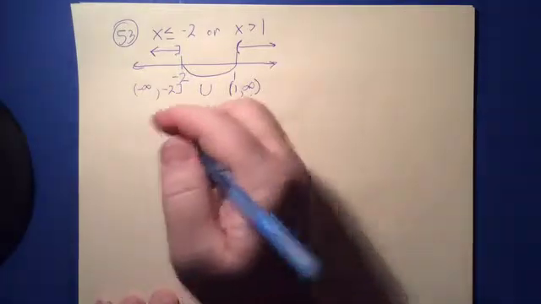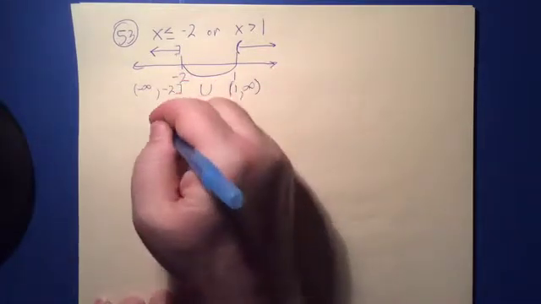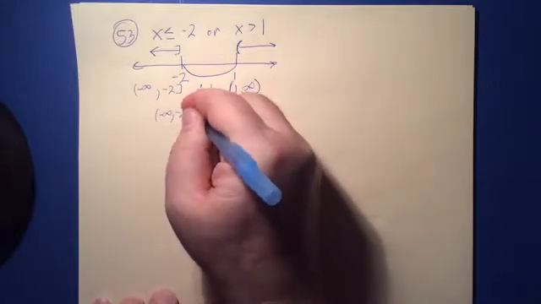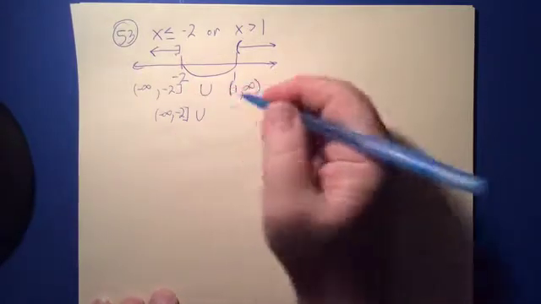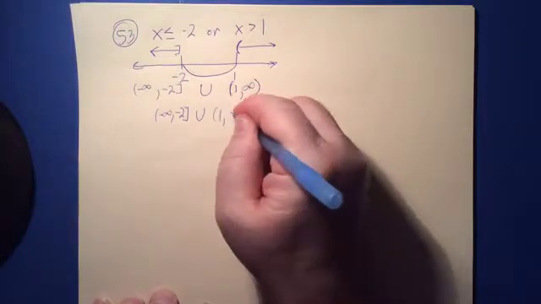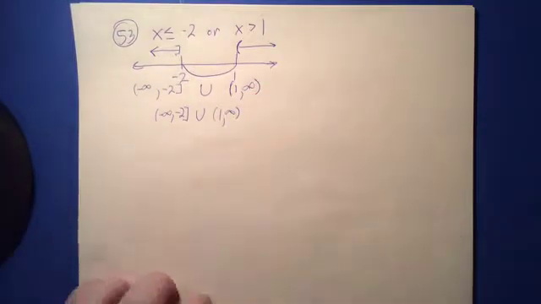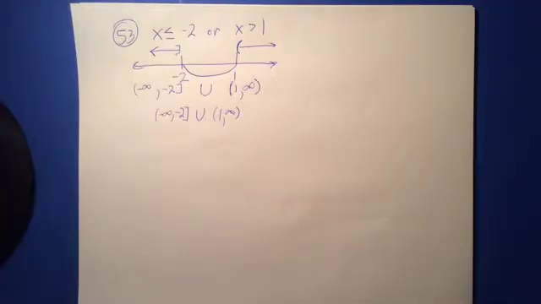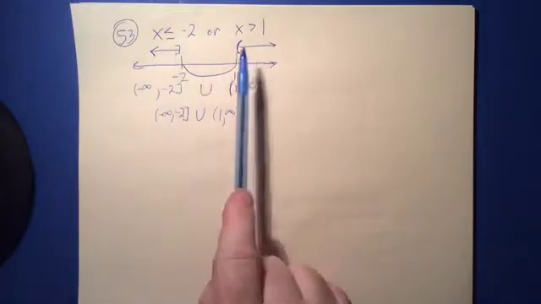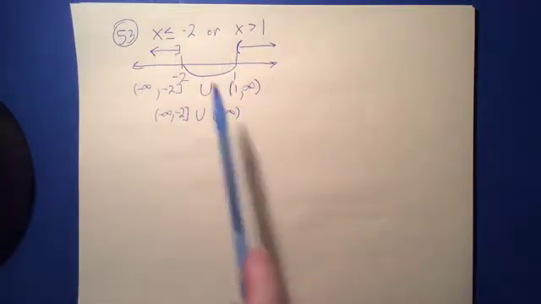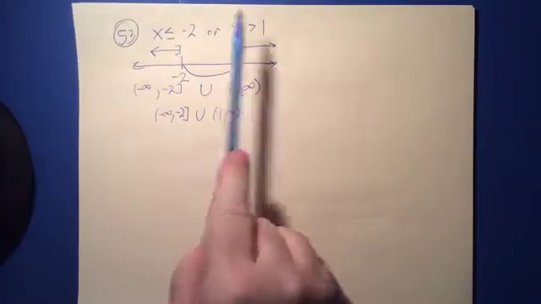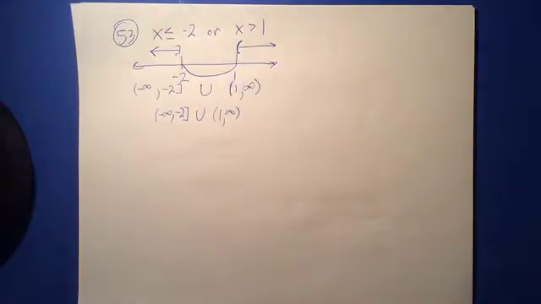And our final answer in the notation will look like this, but let me go ahead and write that again. From negative infinity to negative 2, bracket, the union of 1 and infinity. And this will be the final answer expressed in interval notation. So there is no one value that can make both of these true because these don't overlap at all. So it either has to make this part true or it has to make this part true.